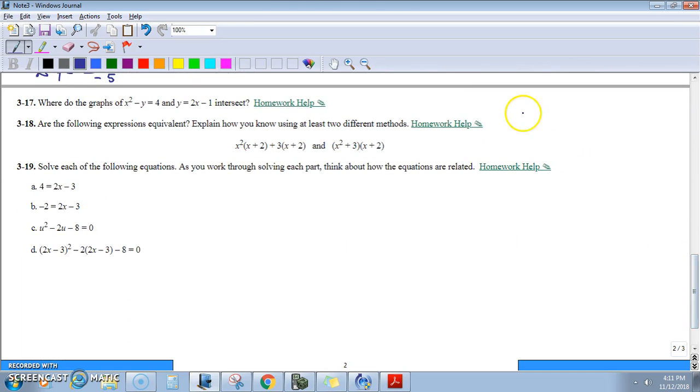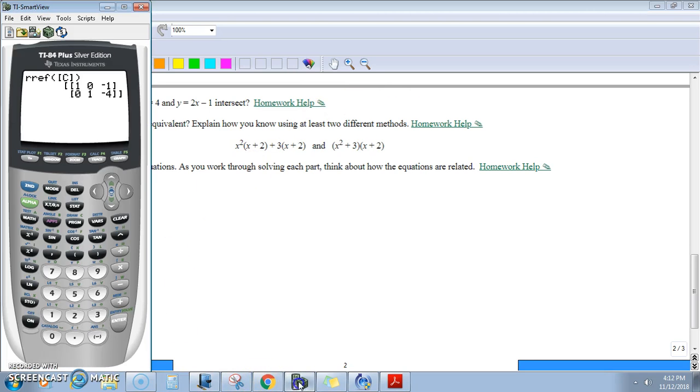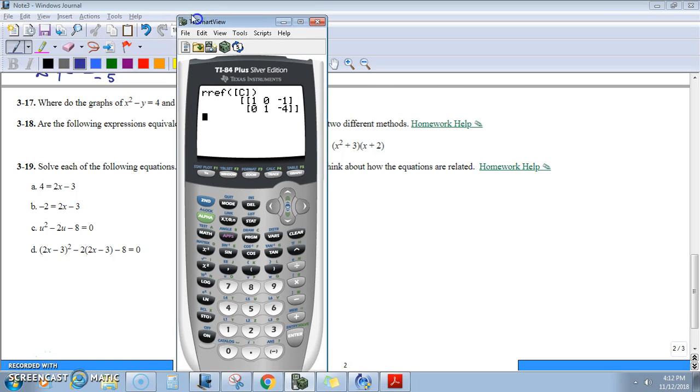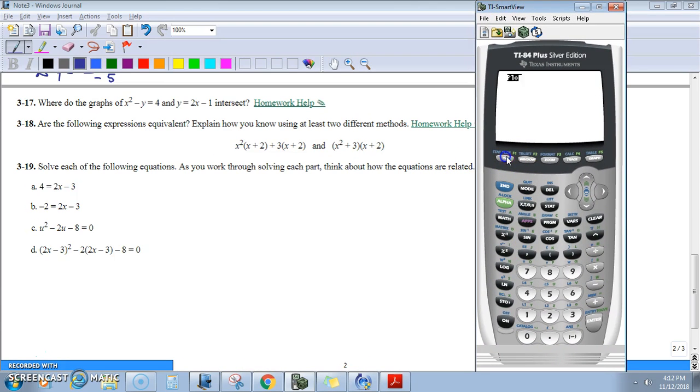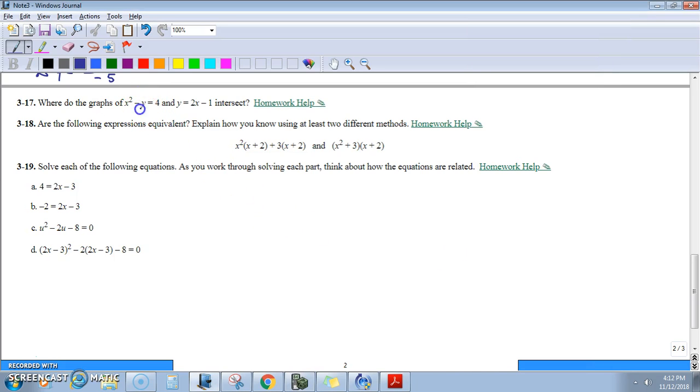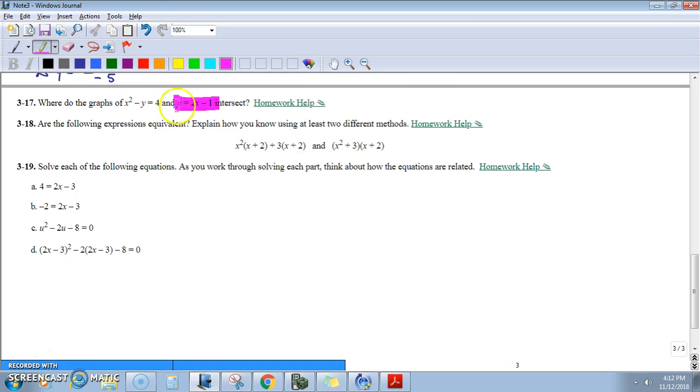All right. Where do the graphs of x squared minus y equals 4 and y equals 2x minus 1 intersect? So let's just do this. We can just put this into the calculator. So we go to our y equals. Let's clear out everything you have in there. Oh, we do need to solve this first one for y, though. So y equals 2x minus 1, that we can just put in already, right? But x squared minus y equals 4 is not ready yet.